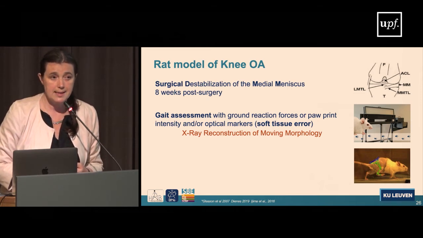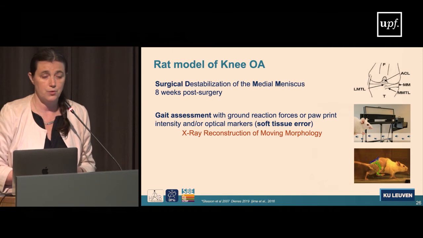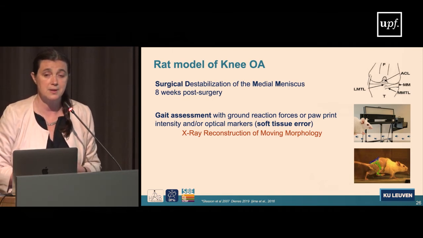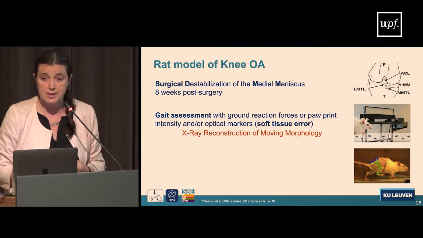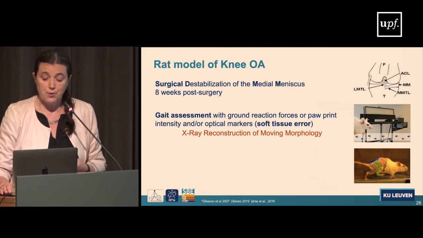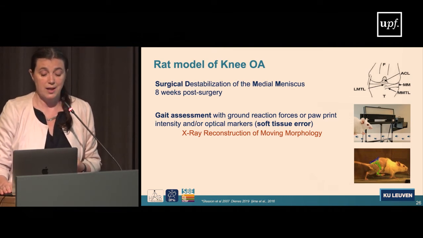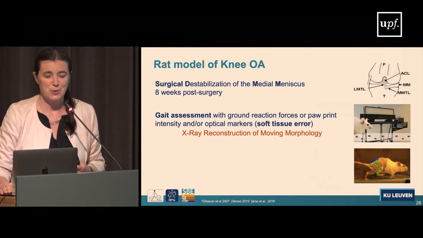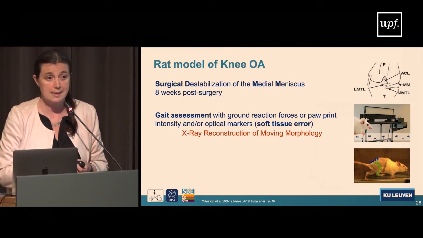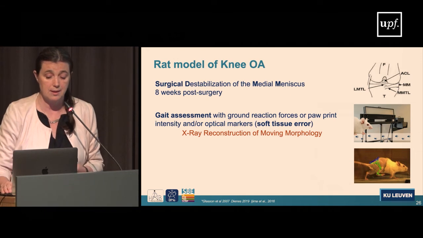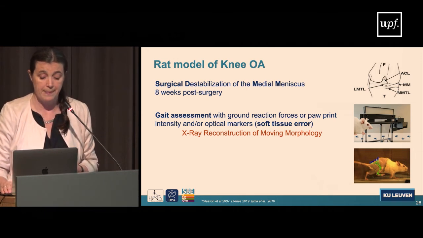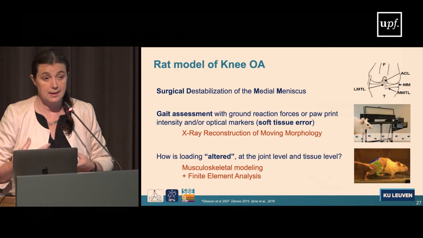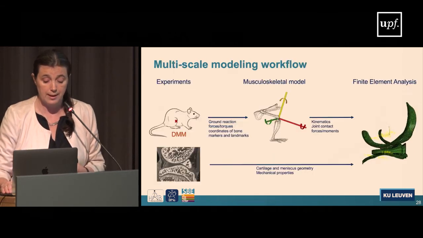Now, if you want to get gait kinematics of a rat, you can try to do the marker-based gait assessment, but it's very much sensitive to skin artifacts. So therefore, we have been using X-ray reconstruction. I will show you in a minute, but we will be using dynamic X-rays in order to track anatomical landmarks so that we can really assess with high accuracy the changes in the joint kinematics due to the destabilization of the meniscus. And we will use this as an input to our multi-scale modeling.